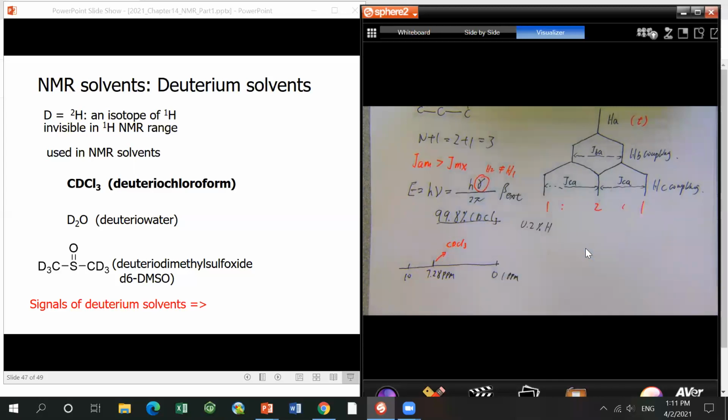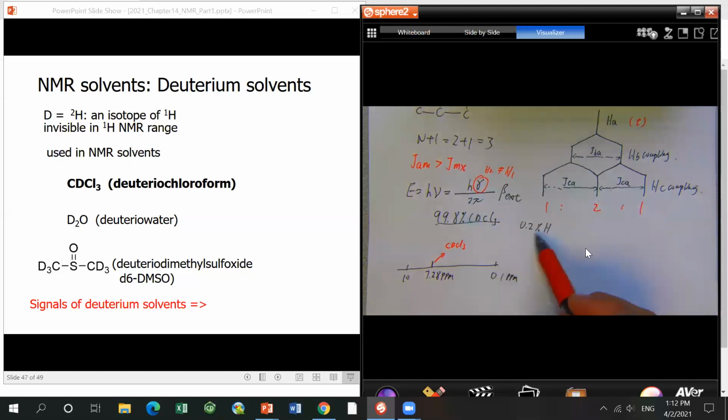The reason why people intend to leave a little bit of protons is that it helps to fix the field. It tells the instrument that this is proton NMR and that's the standard. Somehow it's like an internal standard. So it's here like this. Please remember these signals.